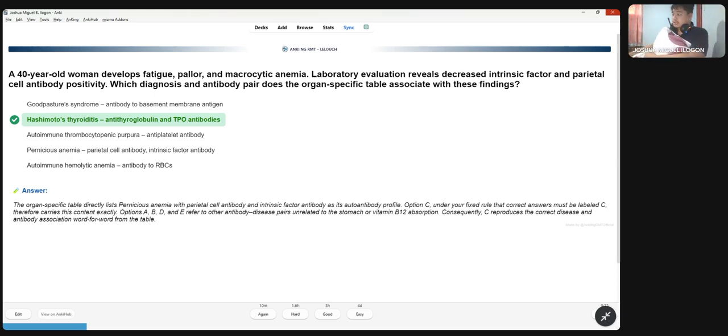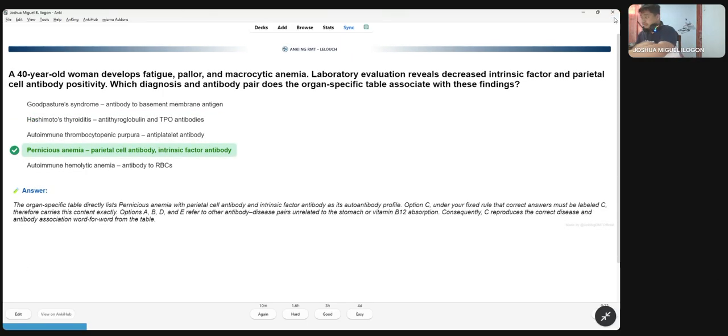Intrinsic factor antibody. Oh, okay. I got you. I found it. It's in the table. So, parietal cell antibody, intrinsic factor antibody, that's your pernicious anemia and stomach. Okay.